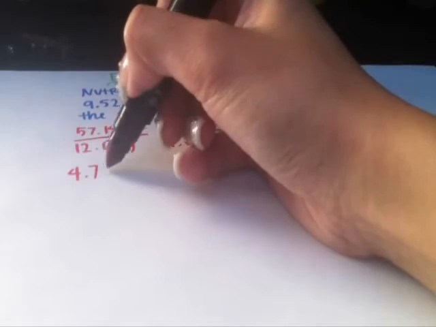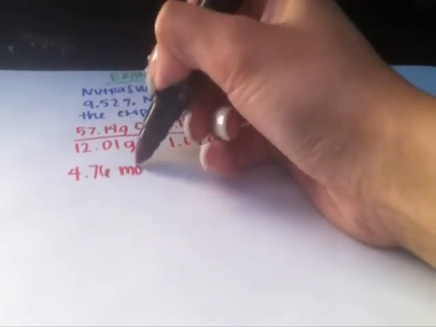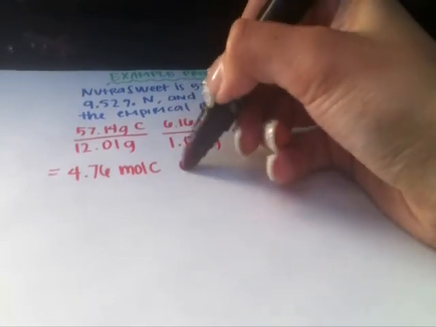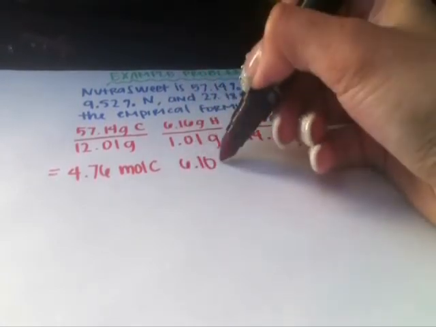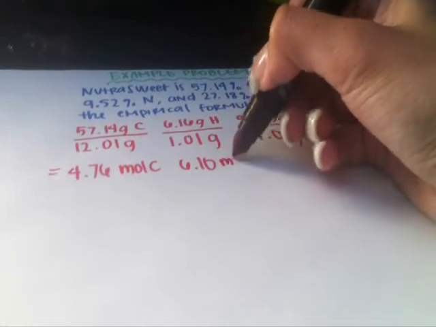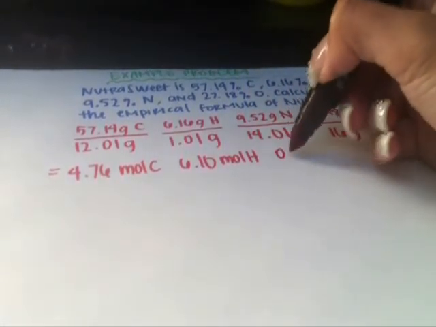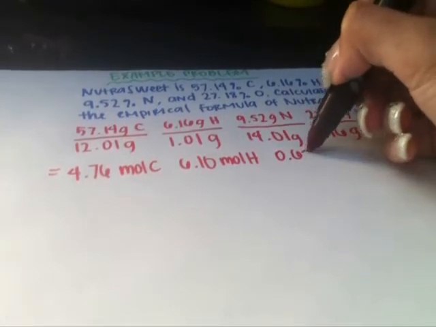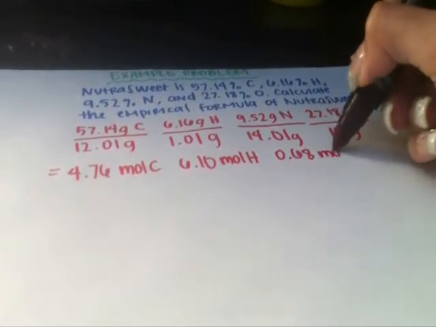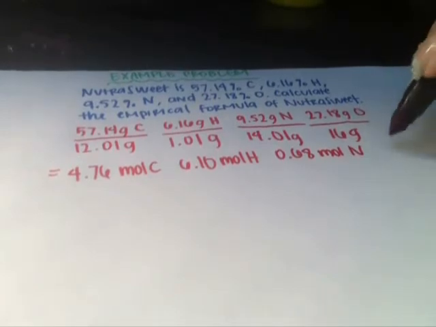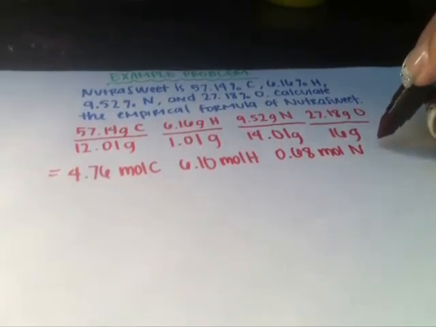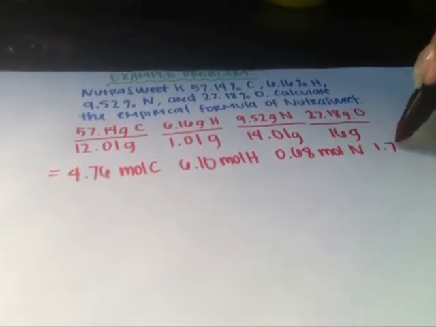And this becomes 4.76 moles C. This becomes 6.10 moles H. And this becomes 0.68 moles N. And oxygen becomes 1.70 moles.